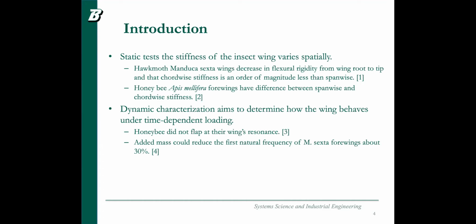Besides the static tests, dynamic tests have also been done. Researchers try to understand how the wing behaves under time-dependent loading. For example, the honeybee, again, does not flap at its wing resonance. And also some little added mass could reduce the first natural frequency of the forewings by about 30%. The first natural frequency usually corresponds to the bending. We're going to talk a little bit about details later on.